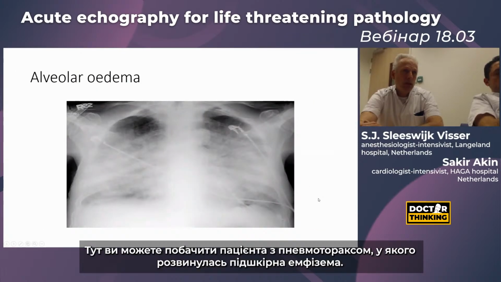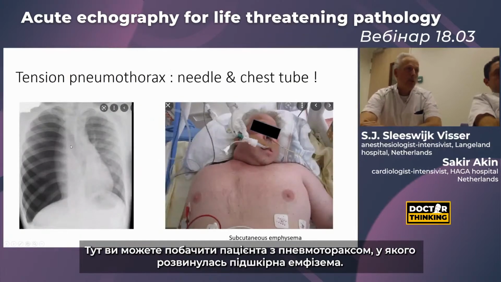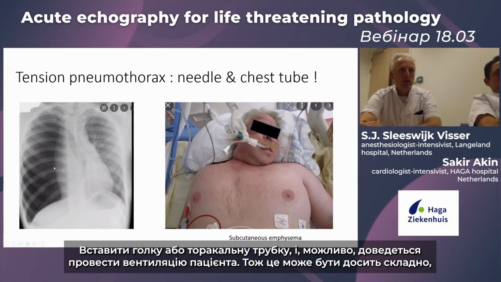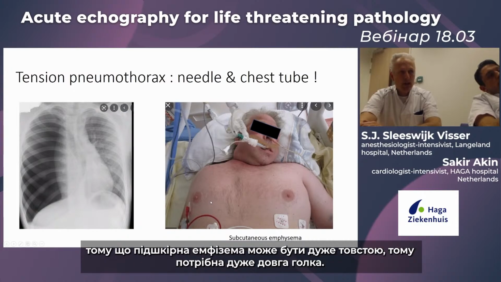Okay, here we see a patient who has developed a tension pneumothorax. And this is the patient, and of course you see a lot of subcutaneous emphysema, and this can be a very challenging situation because you have to do several things at the same time. You will probably put in a needle or a chest tube, first a needle, then the chest tube, and you might have to ventilate the patient. So this can be very challenging because the subcutaneous emphysema can be very thick, so you need a very long needle.